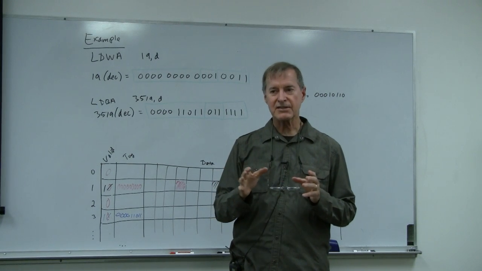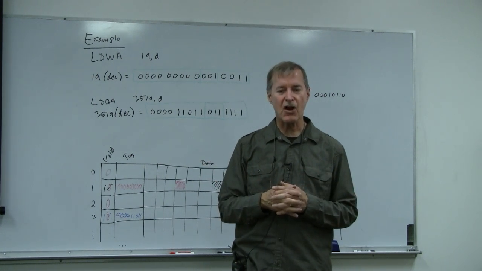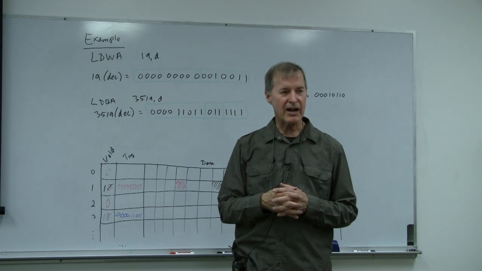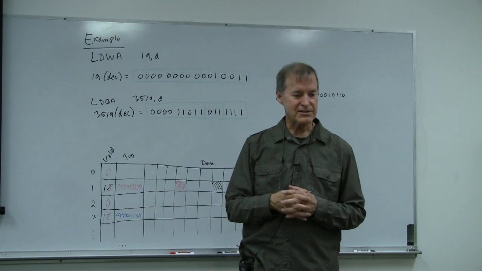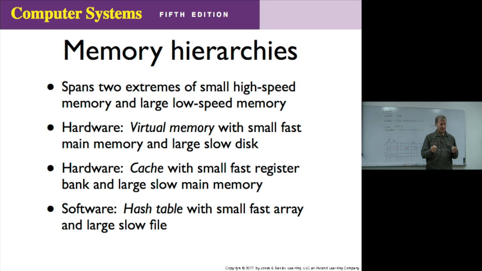By the way, this whole thing that we've just talked about with caches happens all throughout computer systems, all the way from the highest level software to the lowest level hardware. It's this classic idea: there are two extremes, small high-speed memory and large low-speed memory. Has anybody here had the operating systems course? Did you take OS? Do you remember virtual memory? It's the same kind of thing. With virtual memory, you have small, fast main memory and a large, slow disk. So that's one hardware version. This is another hardware version of it, cache with small, fast register bank and a large, slow main memory. And in software, it's like a hash table.